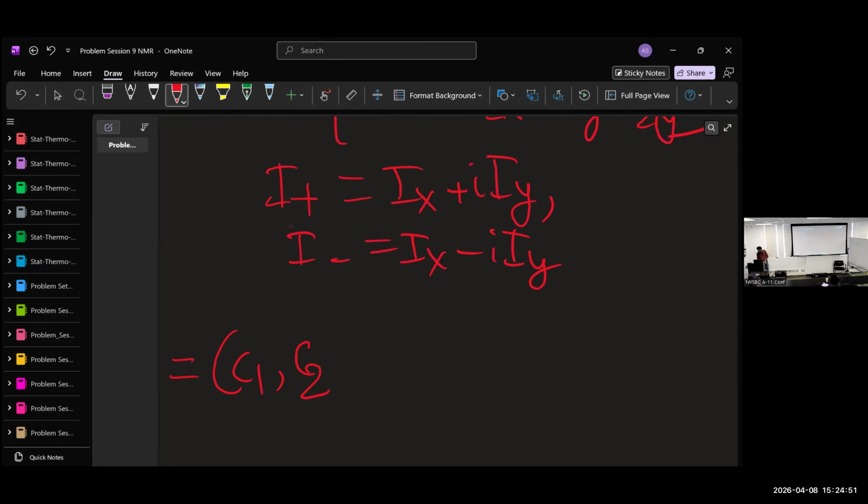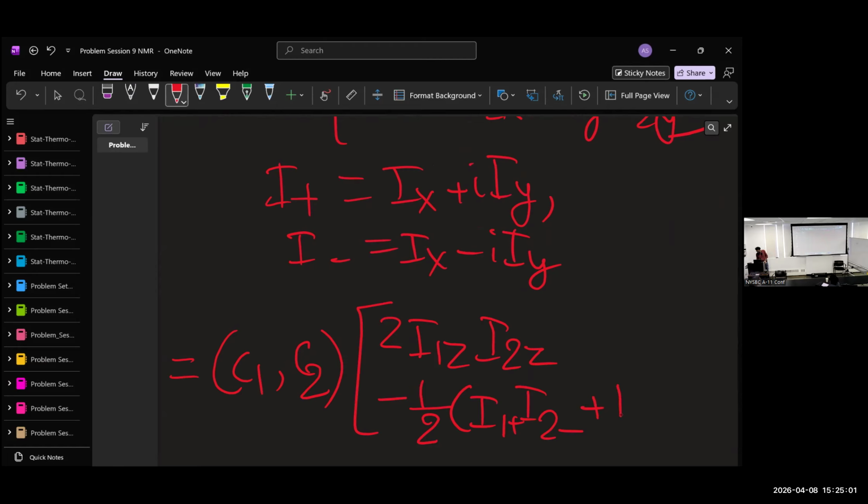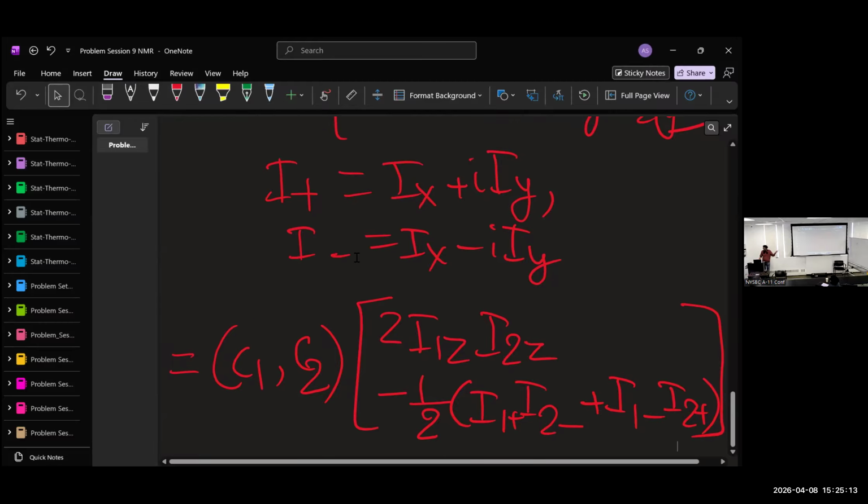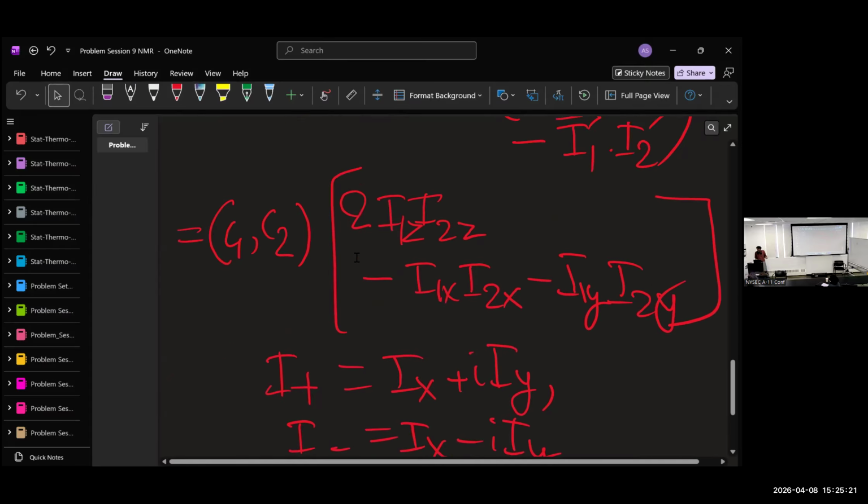You get C1, C2, 2 I1z I2z minus half I1 plus I2 minus, I1 minus I2 plus. Not doing the calculation here, but I strongly recommend that you go back and look at that. And this is what you will get. So when we actually solve this problem, we handle the Hamiltonian in this manner because of the properties of I1 plus and I2 minus. But before we do that, let's just take this Hamiltonian by itself.